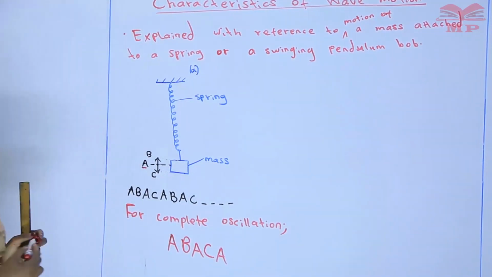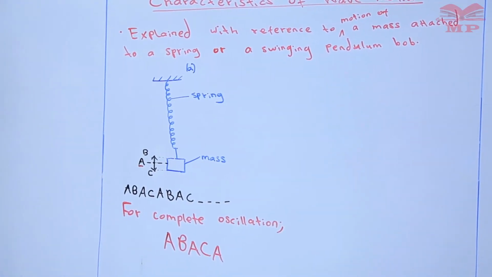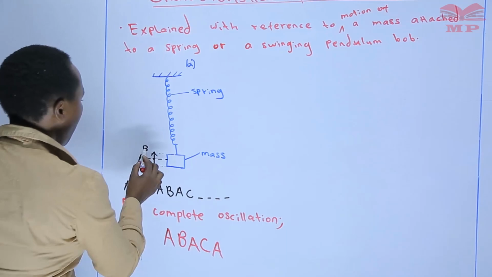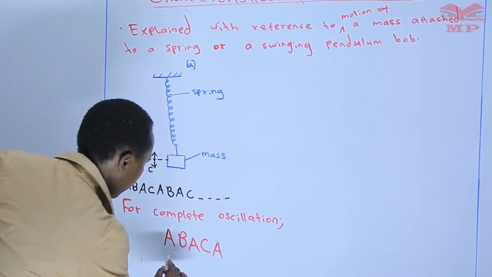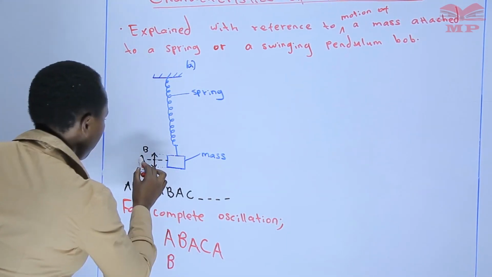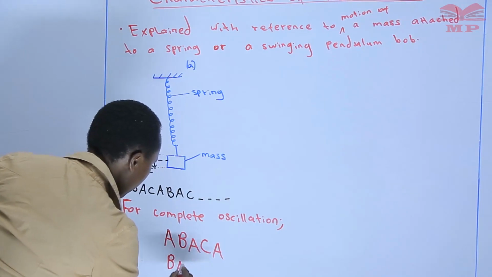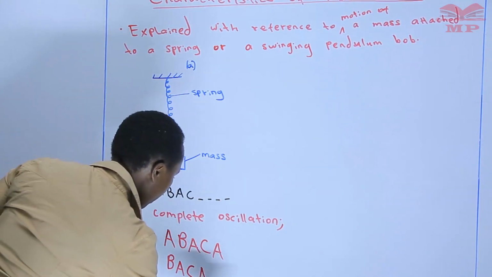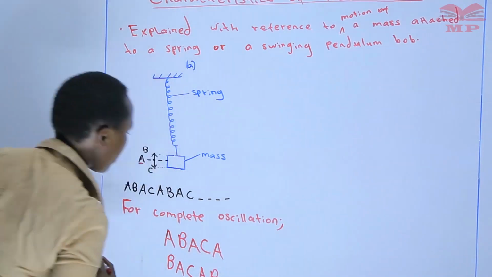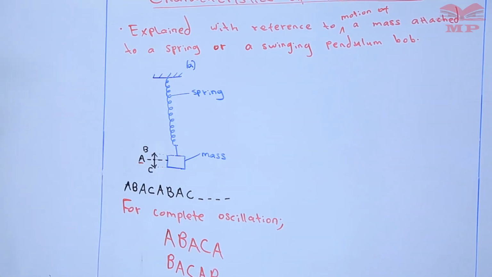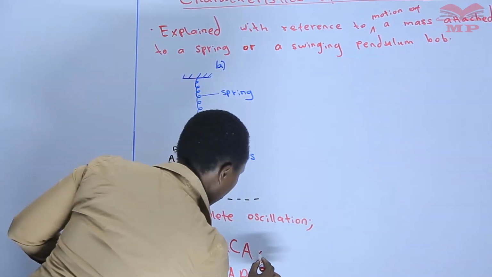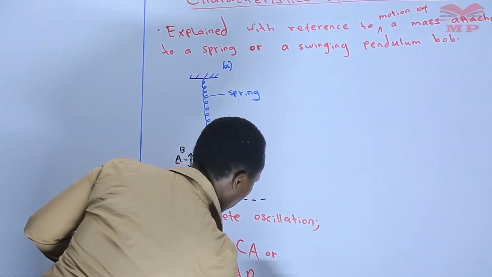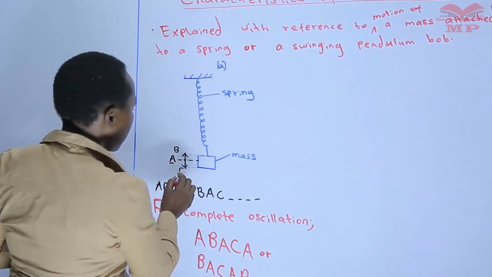So that is a complete oscillation. Or if we are starting from B, it can also be B, then it moves to A, then to C, then back to A, and finally to B. That's a complete oscillation.